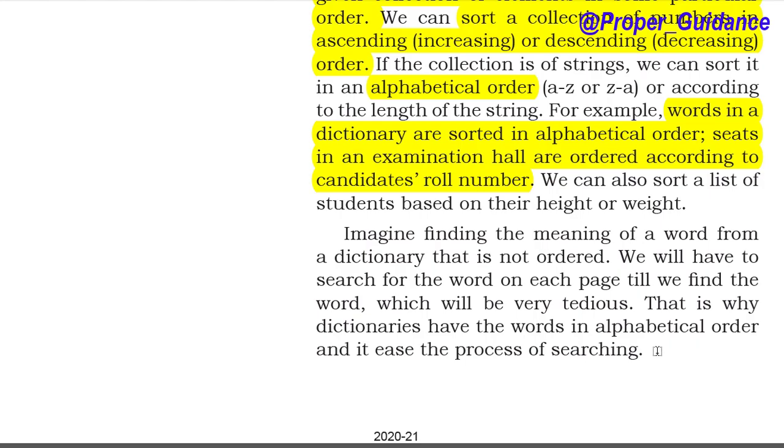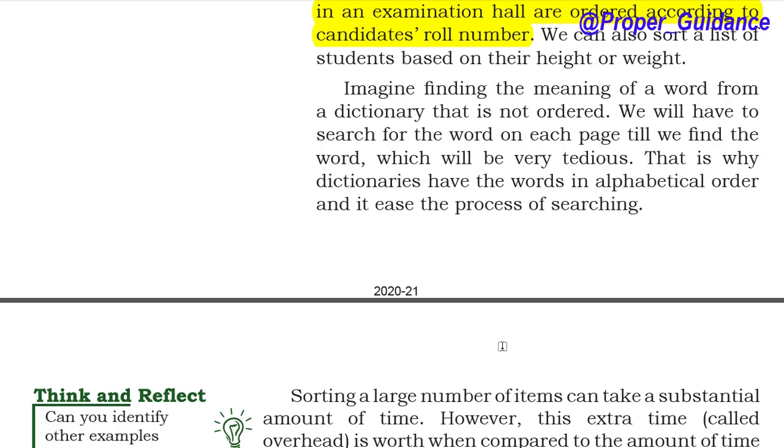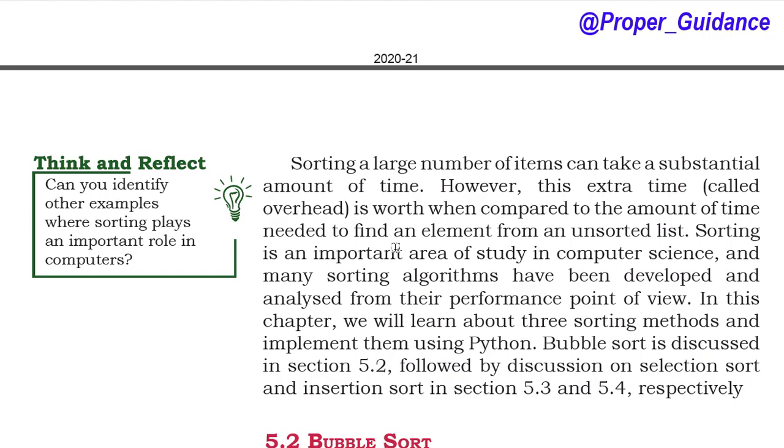Imagine finding the meaning of a word from a dictionary that is not ordered. We would have to search for the word on each page till we find it, which would be very tedious. That is why dictionaries have the words in alphabetical order. Sorting a large number of items can take a substantial amount of time. However, this extra time, called overhead, is worth it when compared to the amount of time needed to find an element in an unsorted list.